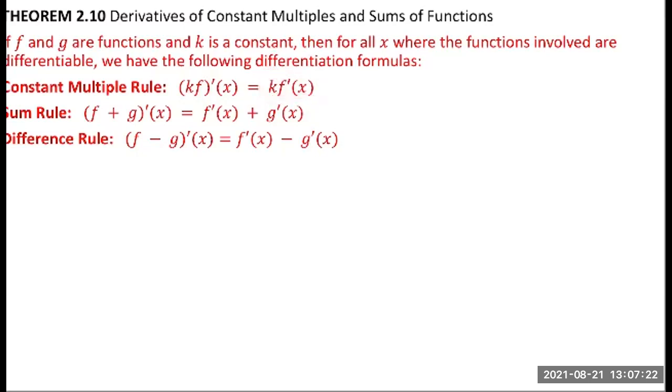And the next rule is the sum rule. If we have a sum of two functions, the derivative of the sum of two functions is equal to the sum of the derivatives. Or in other words, if you have a sum and you want to take the derivative of that sum, you take the derivative of each individual function and add them together. That's what we do. We have a similar rule for difference. This is the difference rule. If you have a difference of two functions and you want to take the derivative of that difference, you take the difference of the derivatives. Or in other words, you take the derivative of each individual term, maintaining this negative sign in the middle.